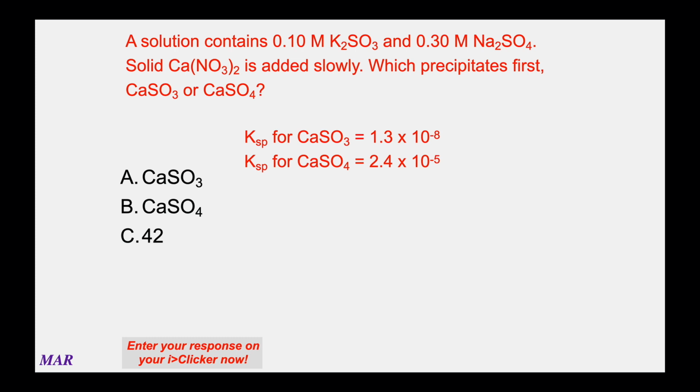We have a solution containing 0.10 molar potassium sulfite and 0.30 molar sodium sulfate. And we're slowly adding calcium nitrate. Which precipitates first, calcium sulfite or calcium sulfate? And there are KSP values. Both of those KSPs are less than 1, so that means a solid will form pretty readily, but one of them will form first.